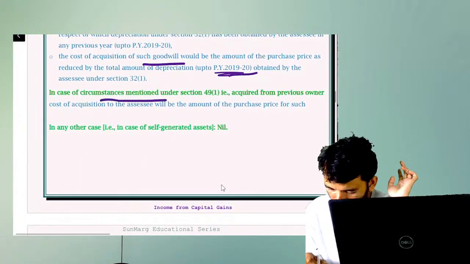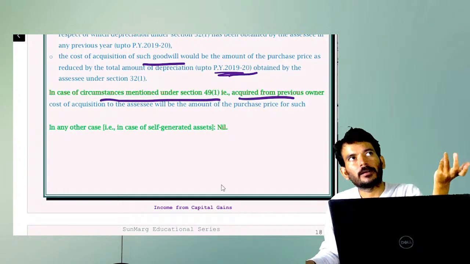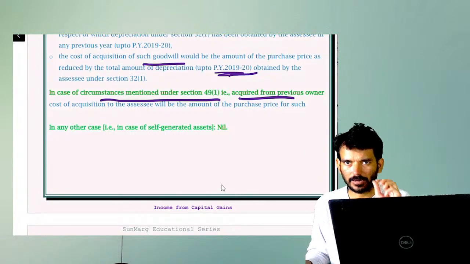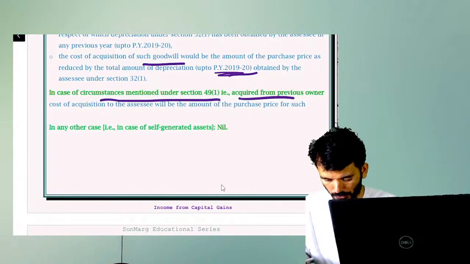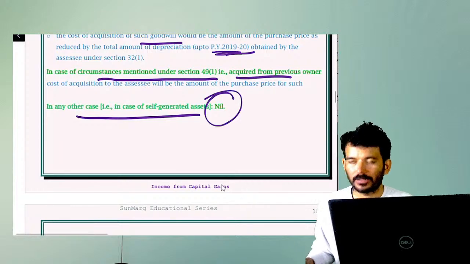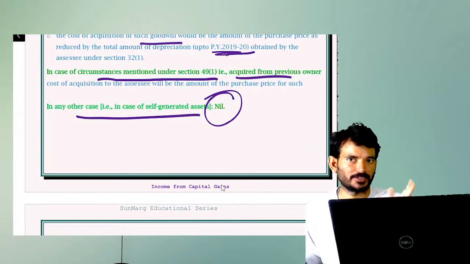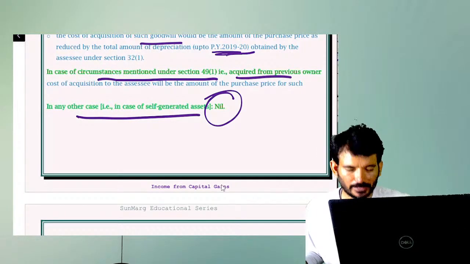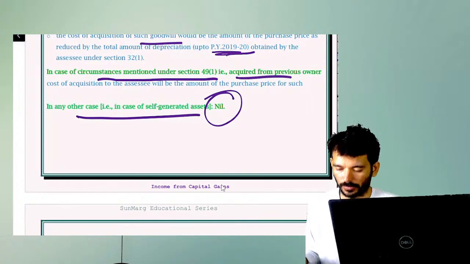And in the circumstances mentioned in section 49(1), like amalgamating companies giving intangibles to the amalgamated company, holding companies giving, there is a big list in section 49. Whatever is the cost of the previous owner, that will be the cost to you. And if it is self-generated goodwill, it will be nil. You cannot have goodwill that you think you are having. It should be purchased from someone else, otherwise everybody will say they have goodwill. I can also say I have goodwill because of my subscribers, but in fact that is not goodwill. If I am purchasing it from someone else, then it's goodwill.